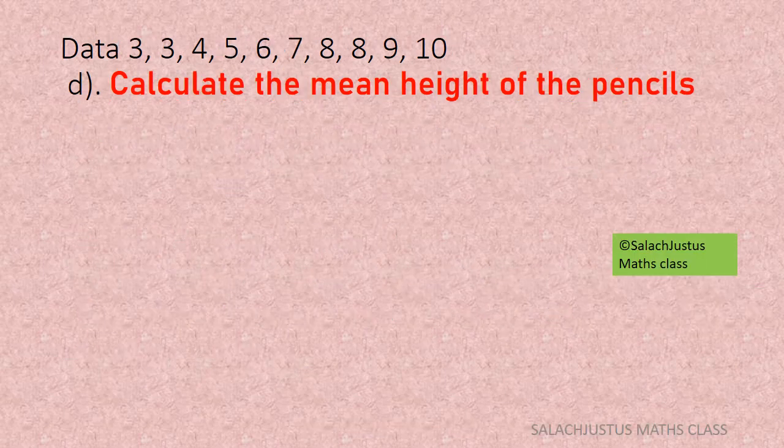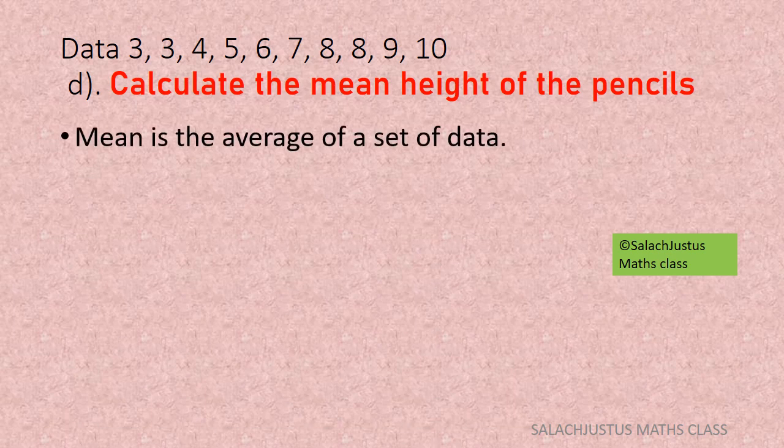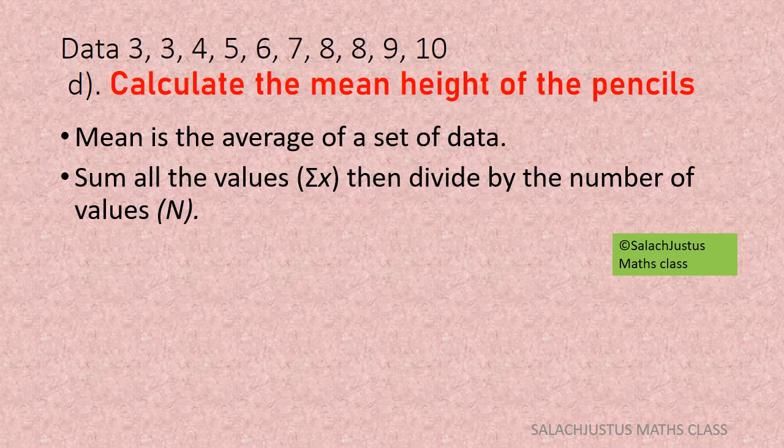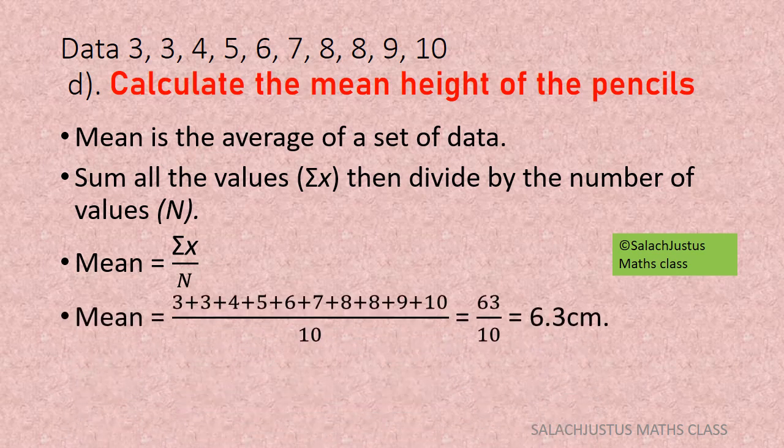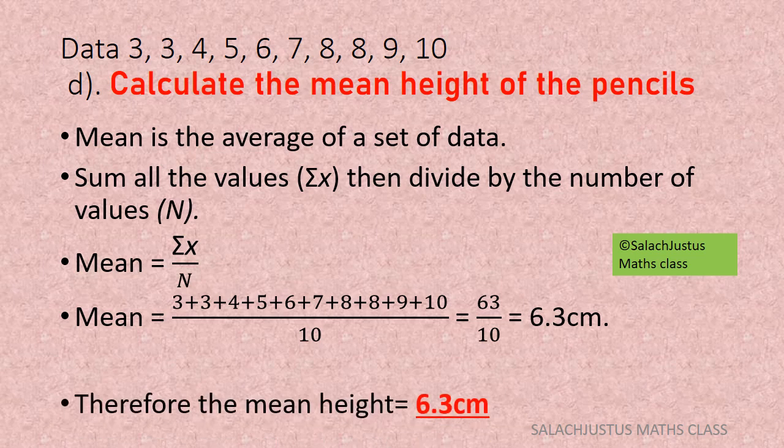Next question, calculate the mean height of the pencils. The mean is the average of a set of data. We shall therefore sum all the 10 values and divide it by 10. So that is the formula for mean, summation of x divided by n. We shall add 3 plus 3 plus 4 plus 5 plus 6 plus 7 plus 8 plus 8 plus 9 plus 10 gives us 63. Divide that by 10, we get 6.3. So our mean shall therefore be 6.3 centimeters.